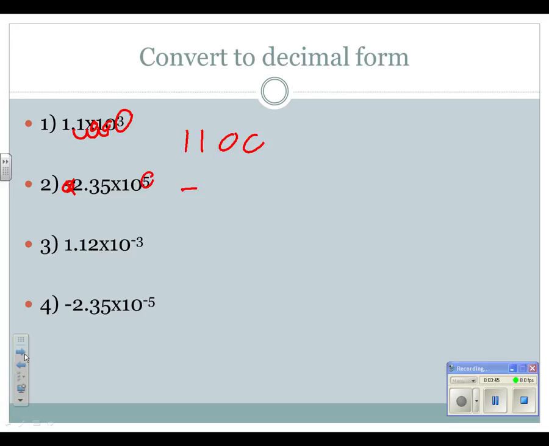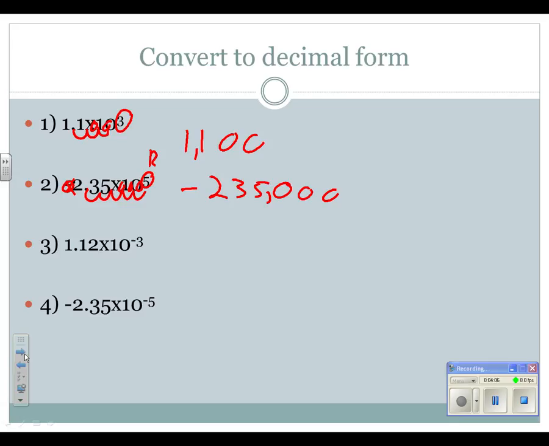Now we have an exponent of 5. It's positive, so it goes to the right. So 1, 2, 3, 4, 5. So we're going to add 3 zeros. So it's negative 2, 3, 5, and 3 zeros. We put the commas in there for those that need it.